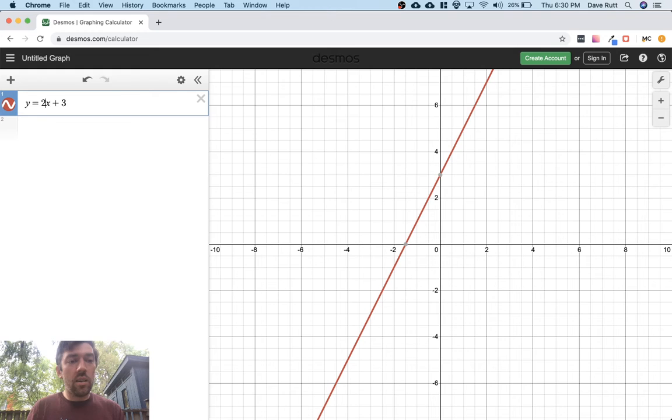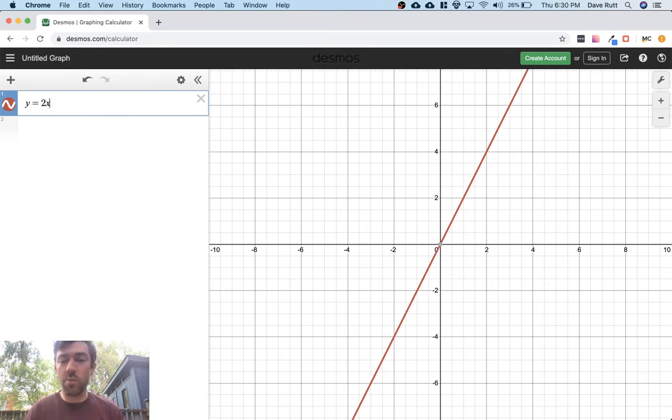So that's how you make a line, and it always looks something like this, with y equals a number multiplied by x plus another number. Actually, you don't need that last number. You can just leave it as y equals 2x, and that still gives a line.